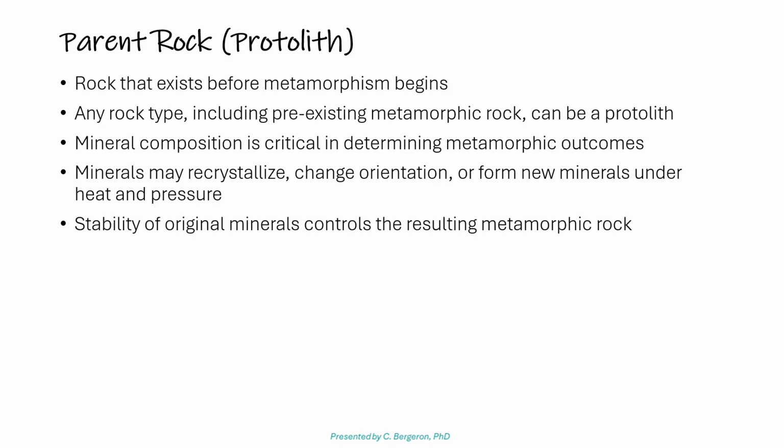When we're talking about the main factors that control metamorphic change of a pre-existing rock, one of the first things that you're going to want to know, and probably the one with the biggest impact, is your starting material. So what is that parent rock? What is the protolith? The parent rock is what exists before the metamorphism starts, and any type of rock can be a protolith, including pre-existing metamorphic rock.